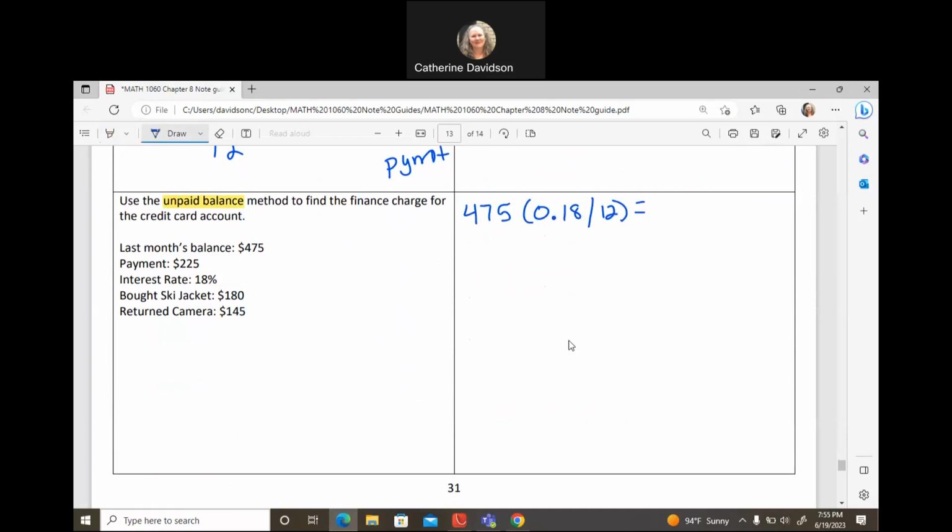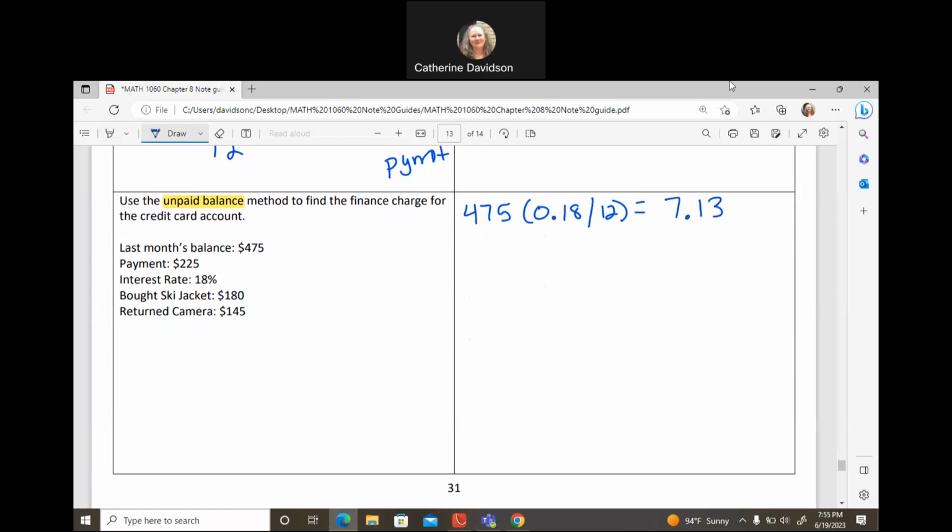I'm just going to do these on my little calculator. So we're dealing with money. So always, as you're going through these problems, round to the nearest cent. That's 2 decimal places. I've worked all these problems, so it works rounding to the nearest cent. So for instance, this one is 7.125. So we're going to round to 7.13. That's your finance charge for the previous month.